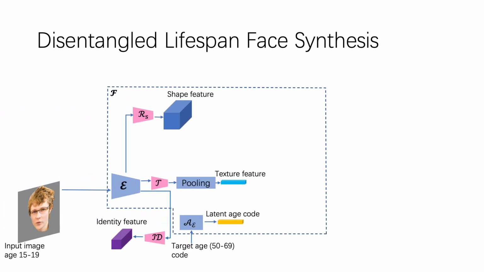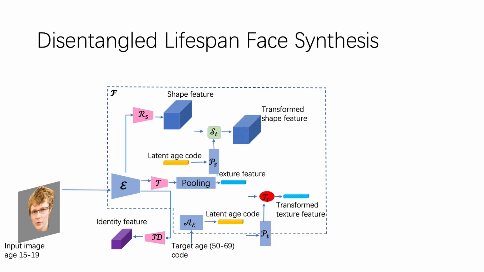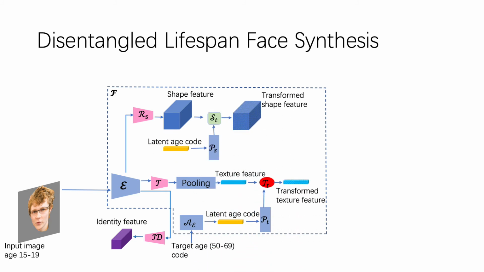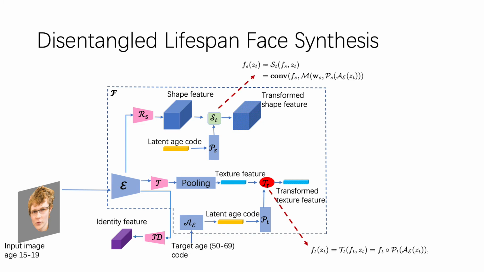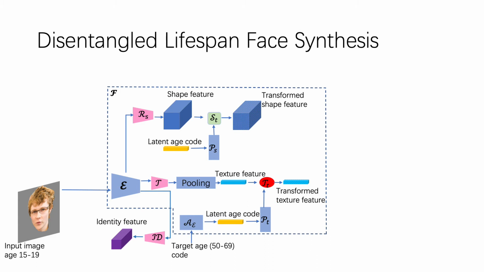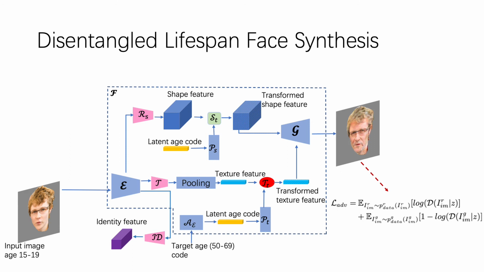We use a convolutional neural network to extract the shape, texture, and identity, and an embedding module with several fully connected layers to encode the target age. Then we separately transform the shape and the texture conditioned on the target age. Specifically, we apply modulated convolution to transform the shape feature and channel attention to transform the texture feature. The transformed shape and texture are fed into a StyleGAN-based generator for target image generation. We apply a conditional adversarial loss on the target image to train the network.